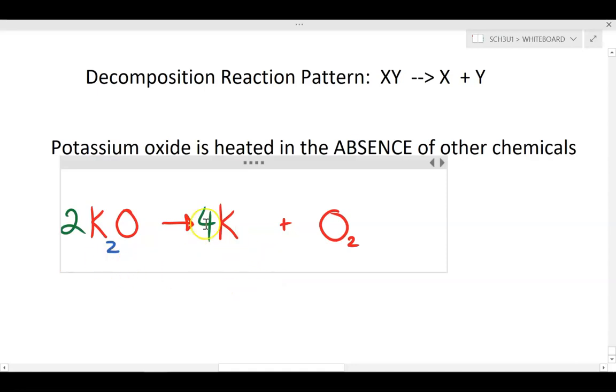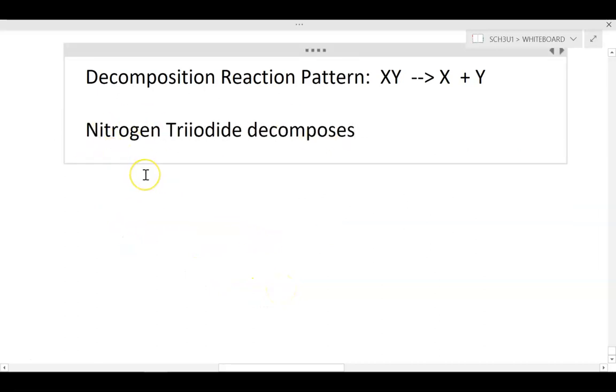If you want to balance it, it would look something like this, but you can leave it out if it doesn't ask for the balanced equation. Alright, I want you to try this one yourself. Press pause. When you're ready, press play, and we'll take it up together.